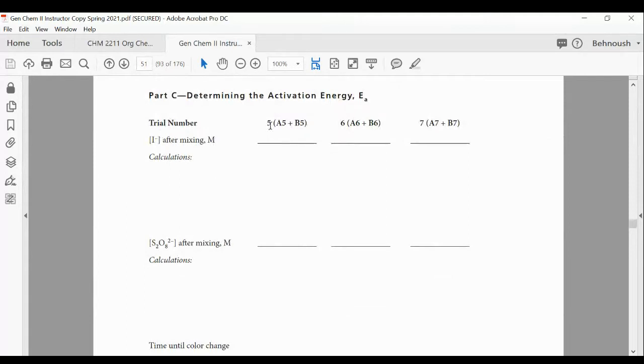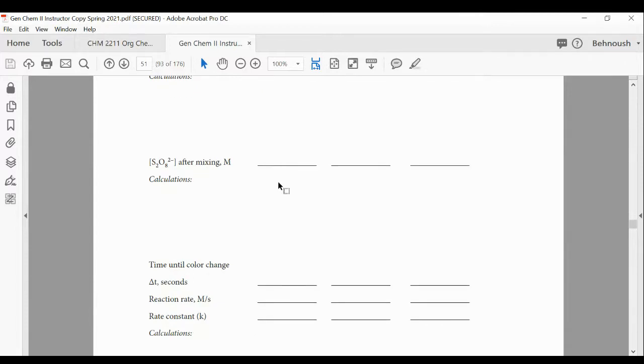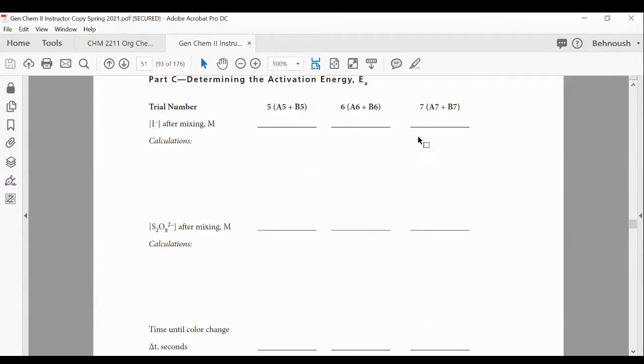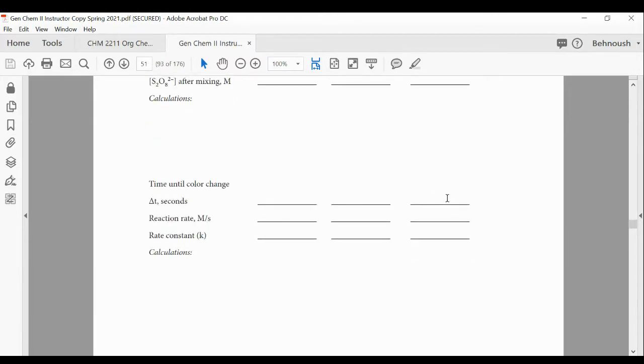For trials 5, 6, and 7, you have different temperatures, so all the calculation is going to be the same. The concentration does not change. The only thing that is changing is the time, and the time is different here. The rate is going to be different for 5, 6, and 7. You have 3 different rates, and since you already have the values for x and y now, and you have the value for rate, you can now calculate the value for k for each trial.